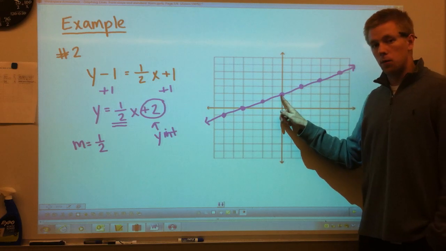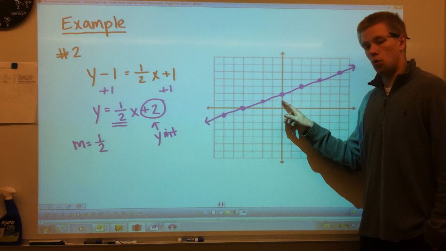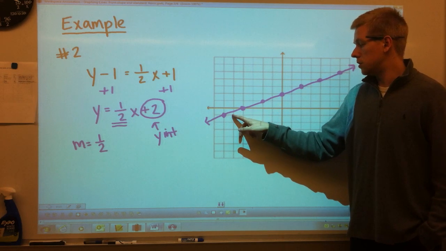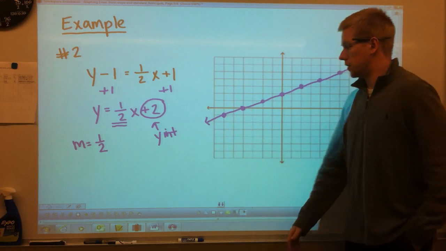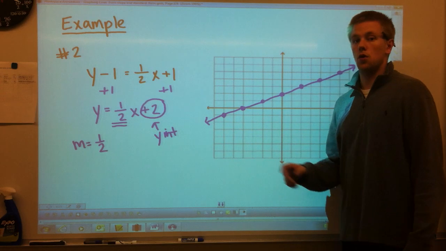If I wanted to go backwards, I'm just going to do the opposite of what I did to start with. So I'm going to go down 1 and then to the left 2. Down 1 to the left 2, down 1 to the left 2, and that's as far as I can go to fill up my graph. So you should have 1, 2, 3, 4, 5, 6, 7 dots on your paper.